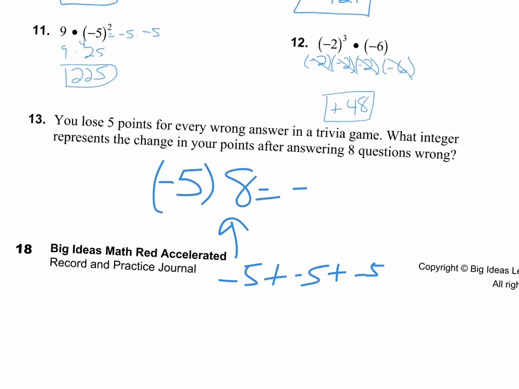Negative times a positive is a negative. 8 times 5 is 40. So right now you are at negative 40 with 8 questions wrong. Alright, so that is multiplying integers 1.4.